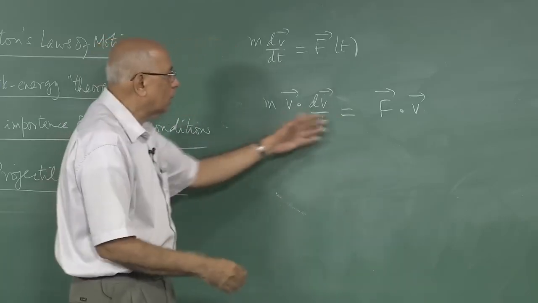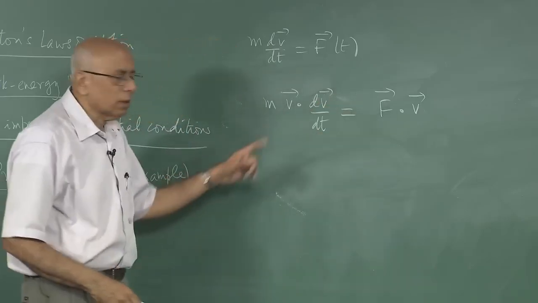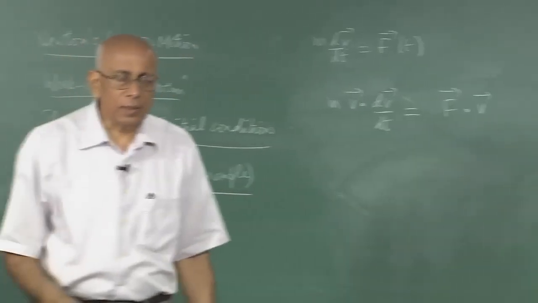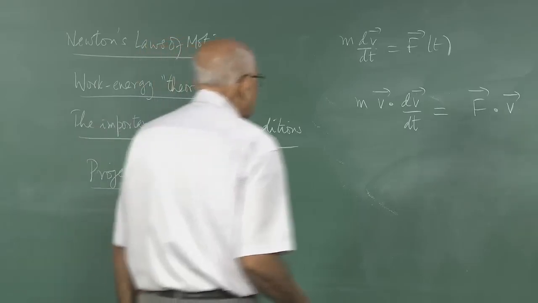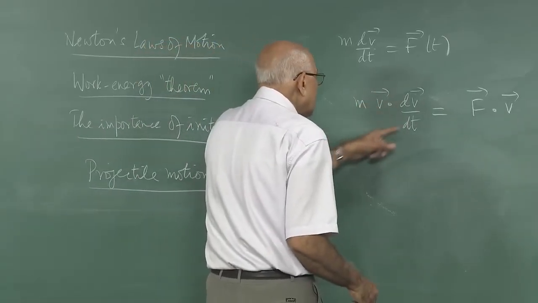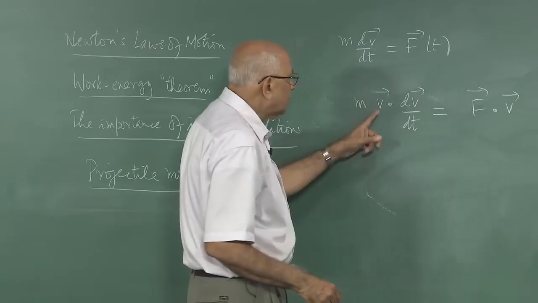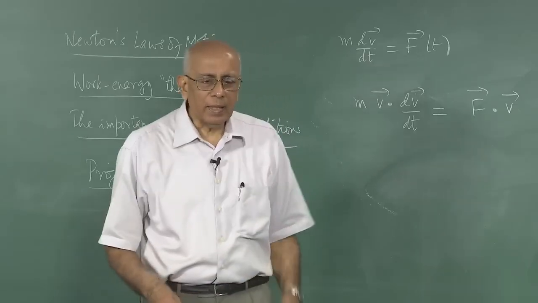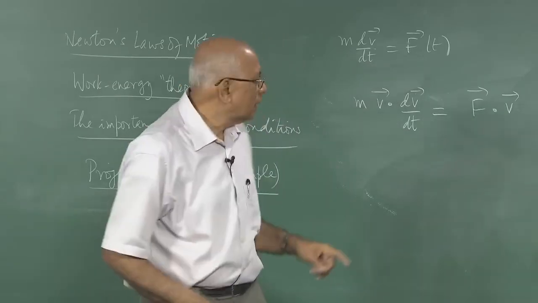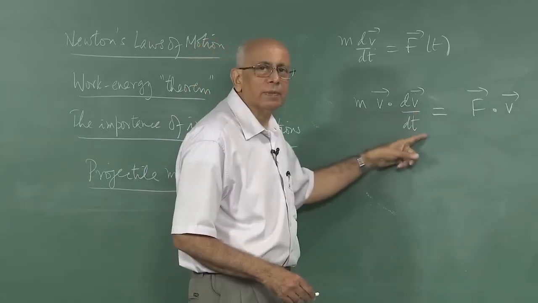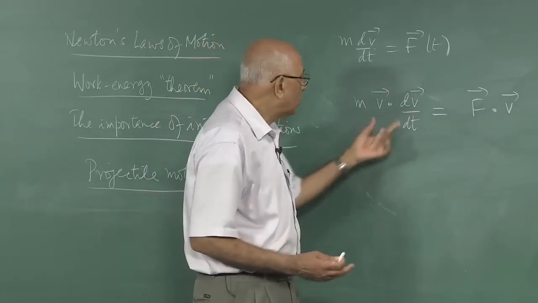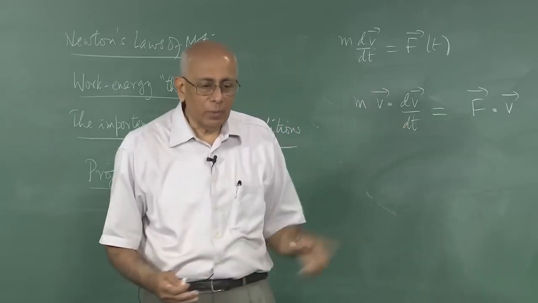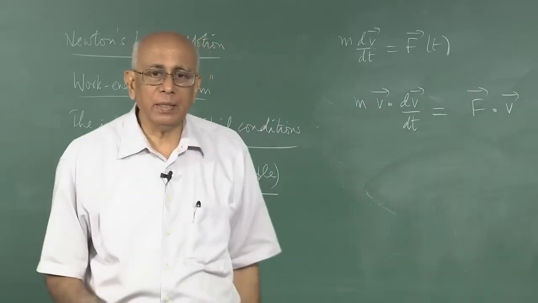Suppressing the t dependence in all these quantities, this is what this looks like after I take a dot product on both sides. Now what is this thing trying to tell you? You have a vector dotted with the rate of change of that same vector, and there is no reason to imagine that this is normal to that or parallel to that. These two could be in very different directions.